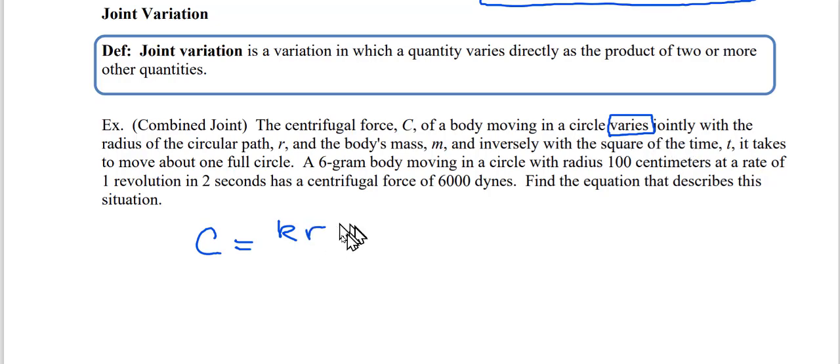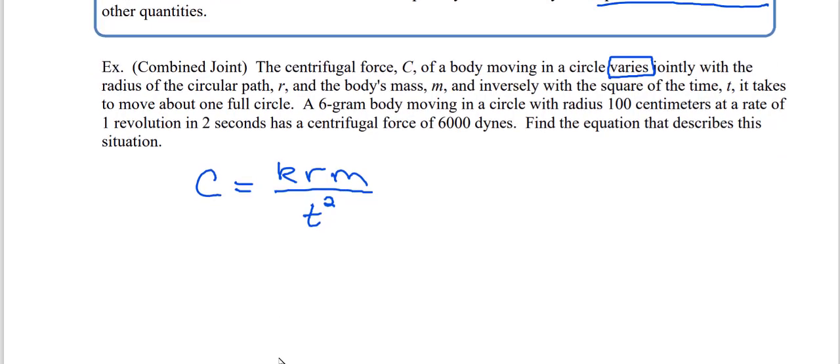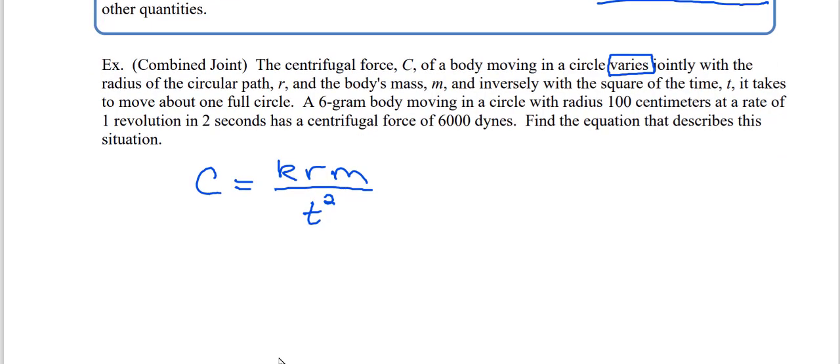Jointly with the radius and the mass, so that means those two multiply together, that's the product. And inversely, that puts it in the denominator. We have our K, so we don't need another one, with the square of time. So that would be T squared. It takes to move about one full circle. That is my relationship. The only thing I don't know is that proportionality constant. Let's see if we can figure it out.